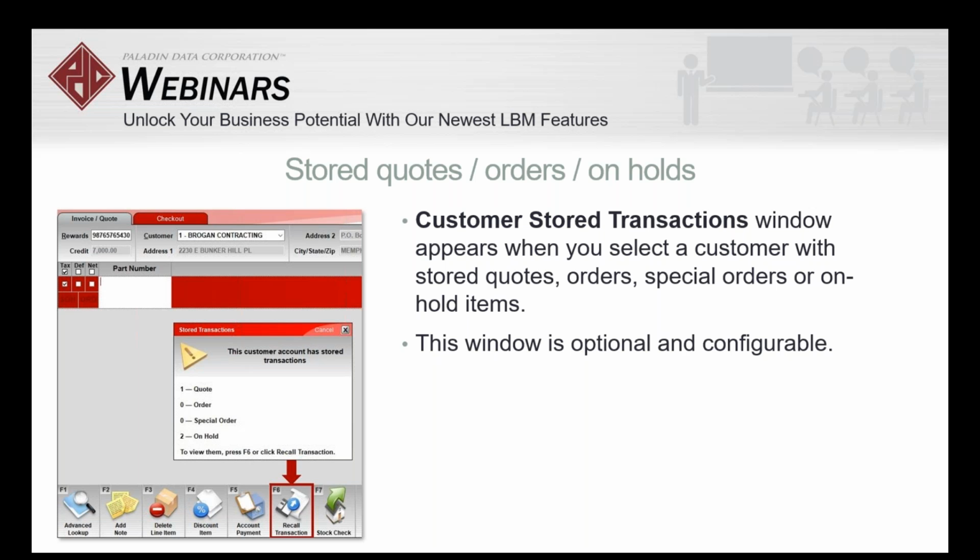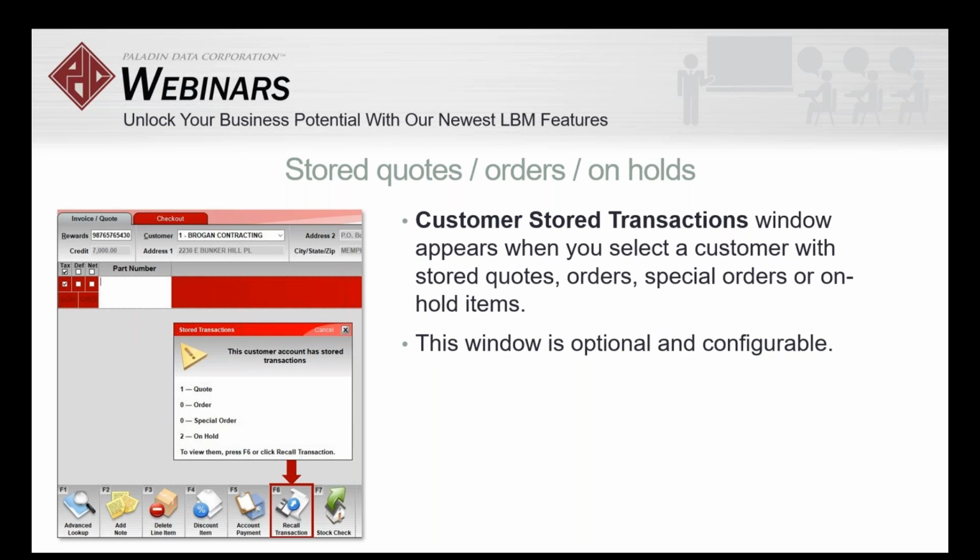So as everybody knows, they've seen this pop-up box that comes up. If you bring up a customer that has a stored quote or order or special order or on hold, it's going to notify you of that. You don't have to do anything with it. But if you like, you can press F6, get into it, and recall those quotes or special orders or orders.